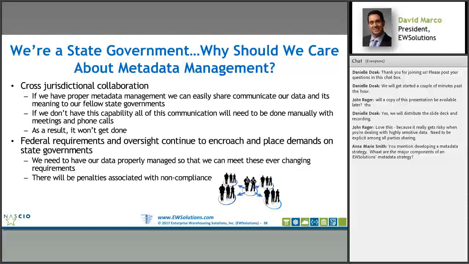You mentioned developing a metadata strategy. Dr. Anne-Marie Smith here, given the hard questions, asked about the major components. All right, I'll get into the major components of a metadata strategy. I'll wrap up this last point on federal requirements and then go to that.